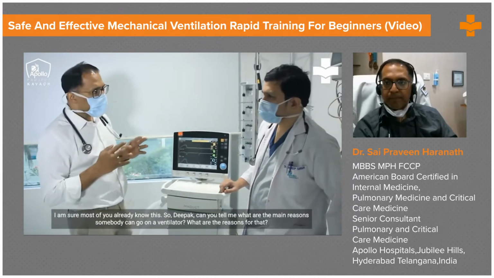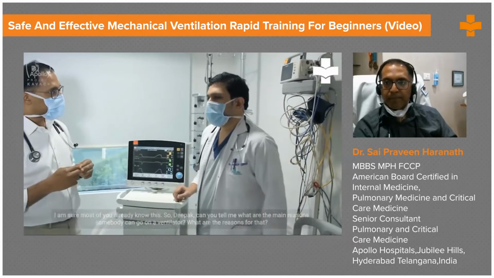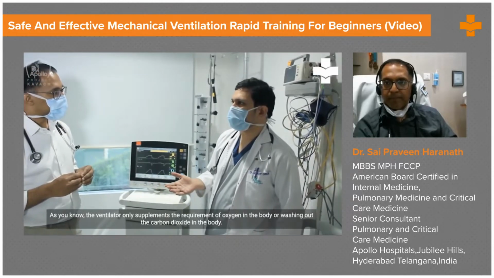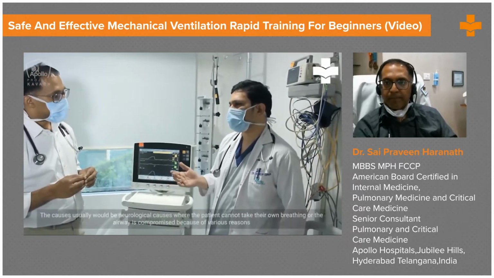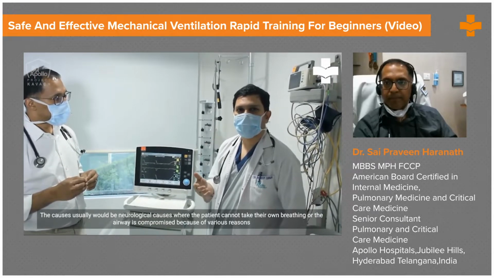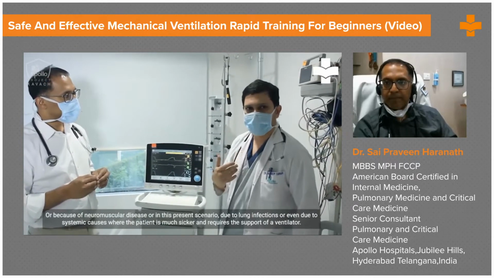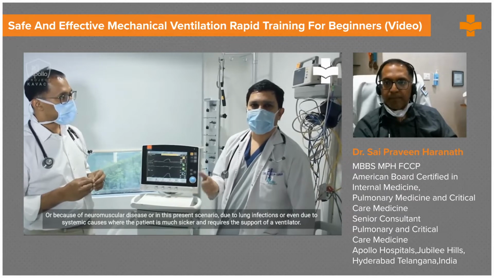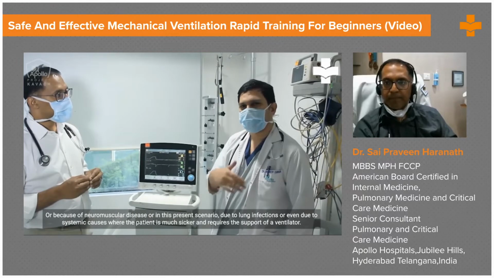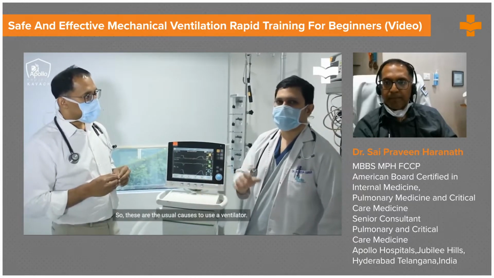So Deepak, can you tell me what are the main reasons somebody can go onto a ventilator? What do you think are the reasons for that? As you know, the ventilator only supplements either the requirement of oxygen in the body or washing out of the carbon dioxide. So the causes usually would be either neurological causes where the patient cannot take their own breathing, or the airway is compromised because of various reasons, or because of neuromuscular disease, or in this present scenario most probably because of lung infections. Then there are systemic causes where the patient is much sicker and requires ventilatory support. So these are the usual causes where we keep the patient on a ventilator.